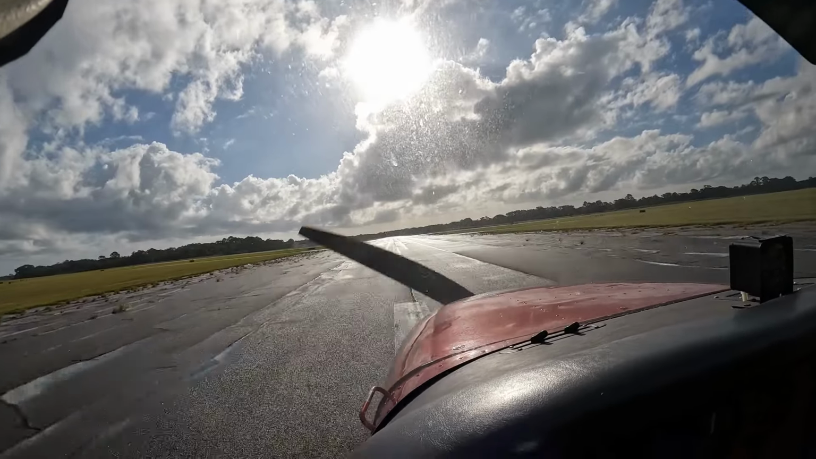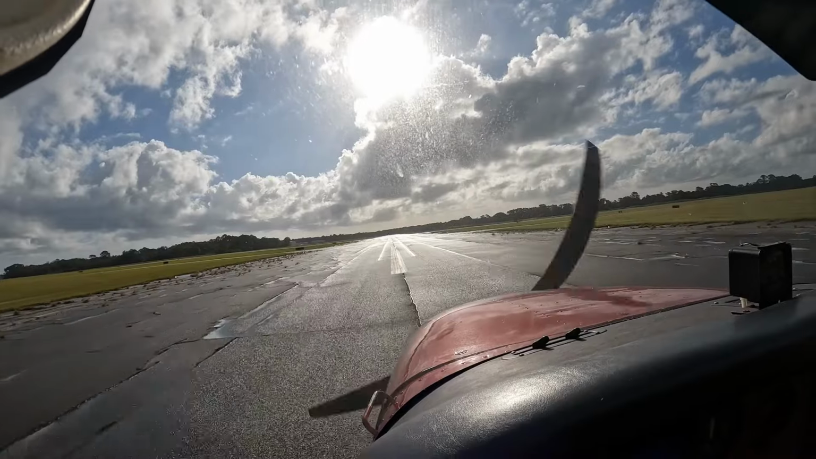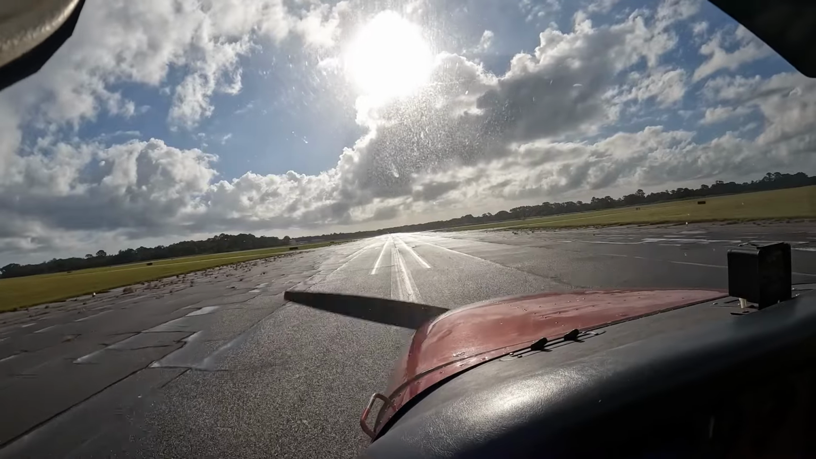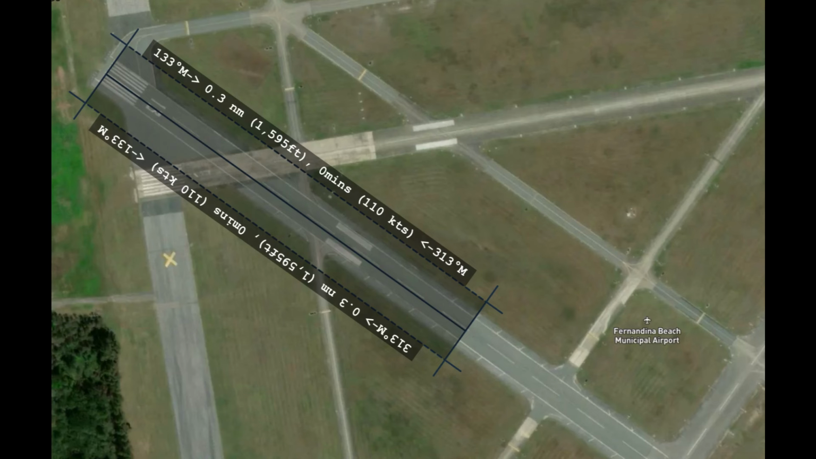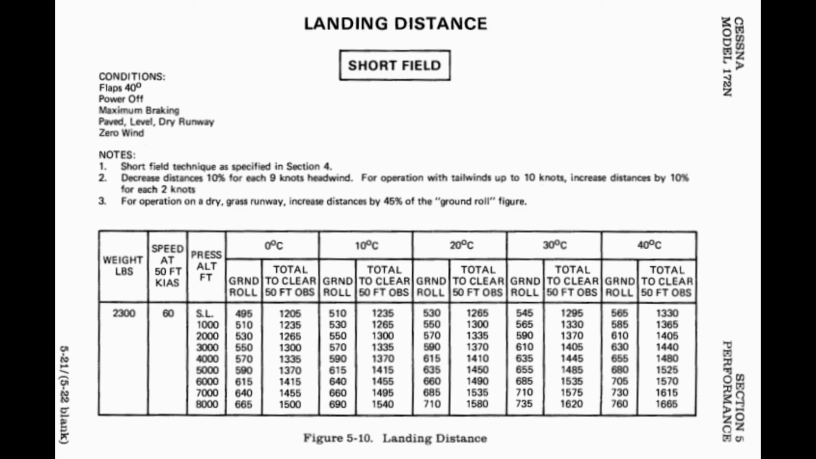So by flying his approach at 70 knots with 20 degrees of flaps, Caleb was able to make a landing and come to a complete stop in about 1,600 feet, which is a little longer than the published short field landing performance, but we didn't do full-on short field technique, so I think it worked out pretty well.